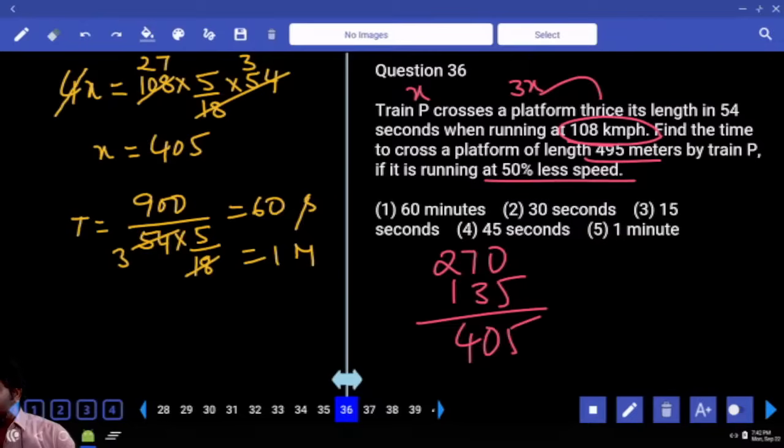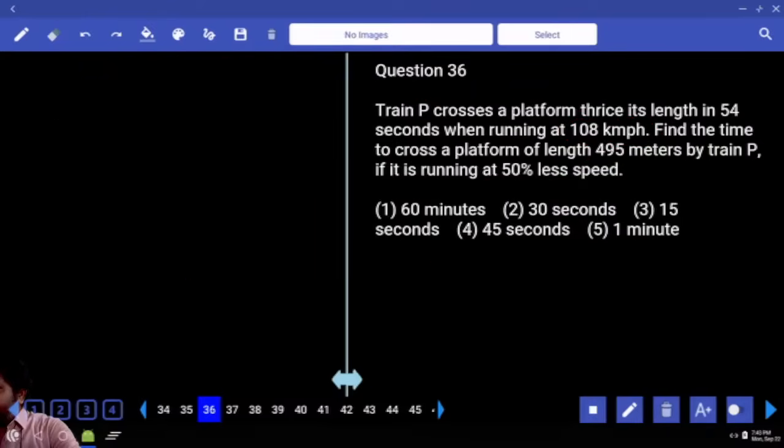60 seconds, which is equal to 1 minute. Be careful. The answer is the fifth option. Don't look at the number 60. Now the same question, you can do it in another way also.